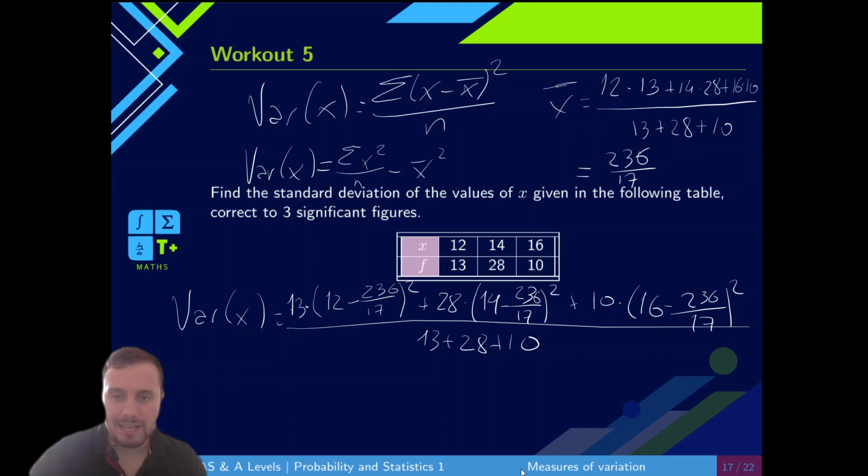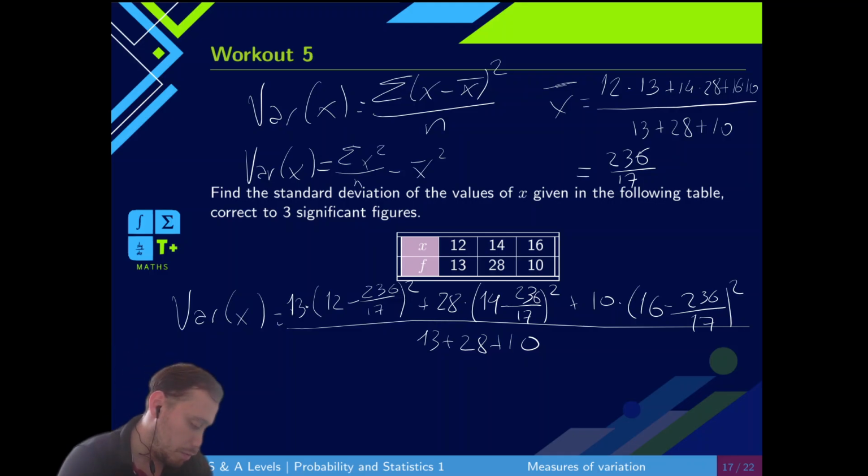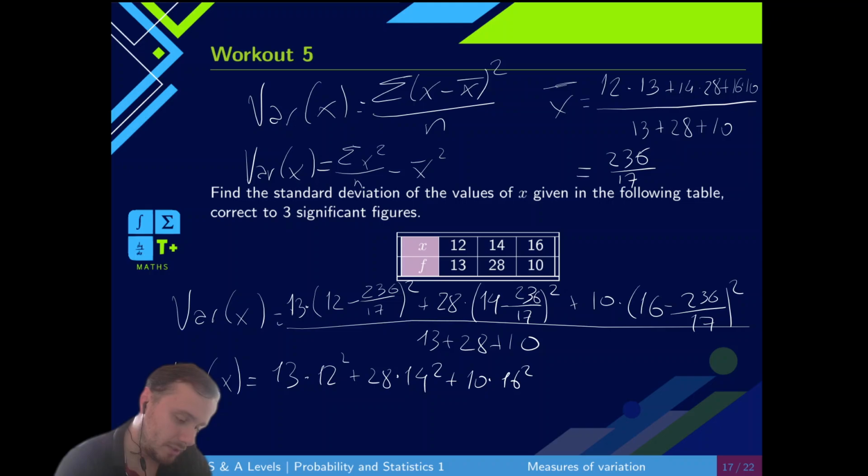So what is the sum of x squared? The sum of x squared is essentially 12 squared plus 12 squared plus 12 squared, 13 times, plus 14 squared plus 14 squared plus 14 squared, 28 times, plus 16 squared plus 16 squared plus 16 squared, 10 times. So how could we write that down? Well, that would be 13 times 12 squared plus 28 times 14 squared plus 10 times 16 squared. This is the sum of squares.